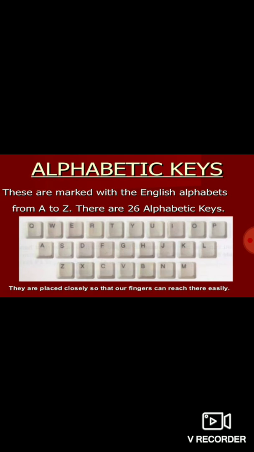Okay, what are alphabetic keys? Do you know alphabet? Yes, A, B, C. The letters are all called alphabets. These are marked with the English alphabets from A to Z. There are 26 alphabetic keys. If you want to type capital letters and small letters, you can use alphabet keys.